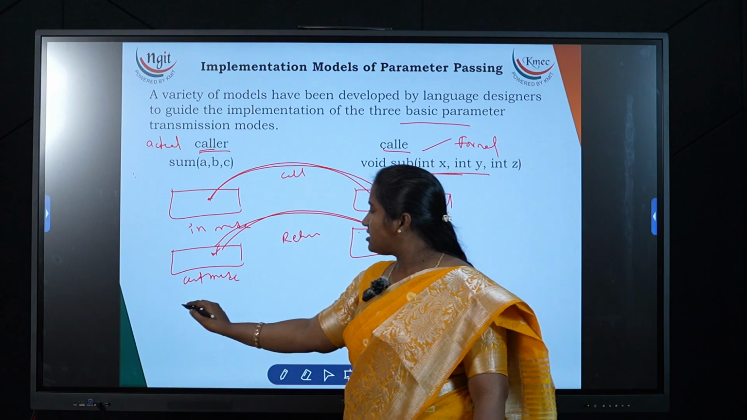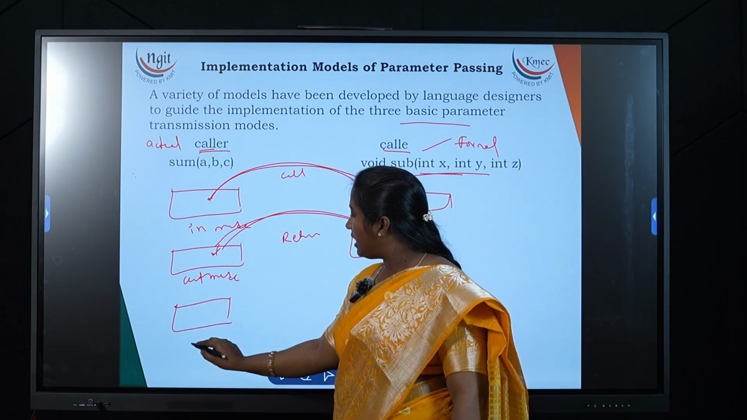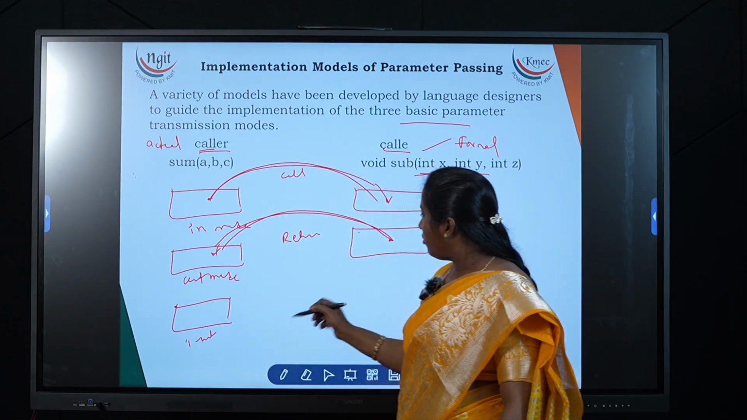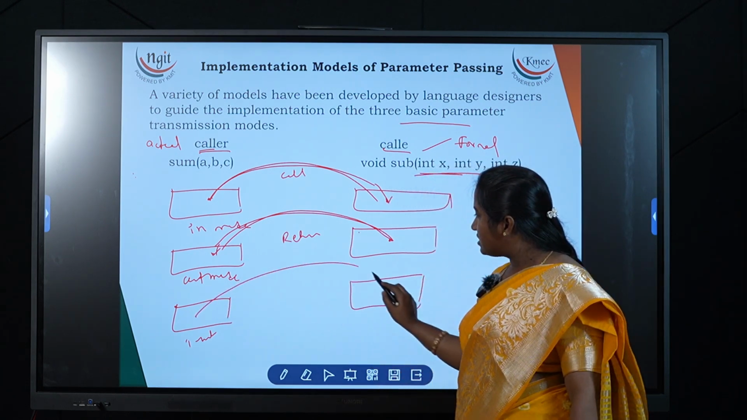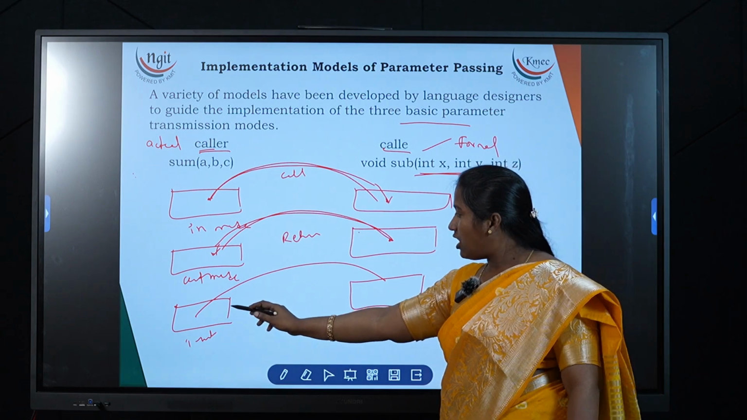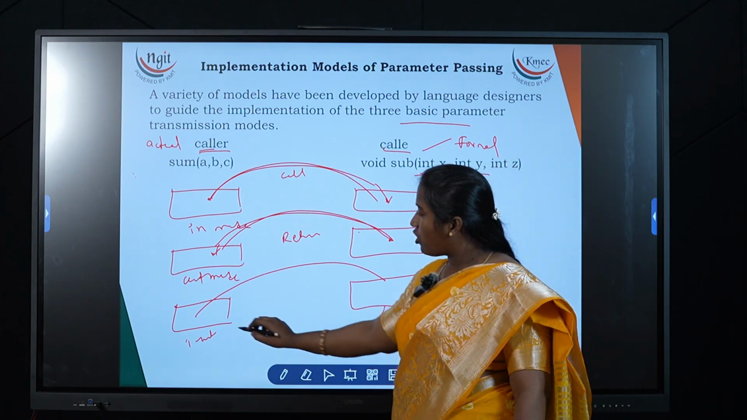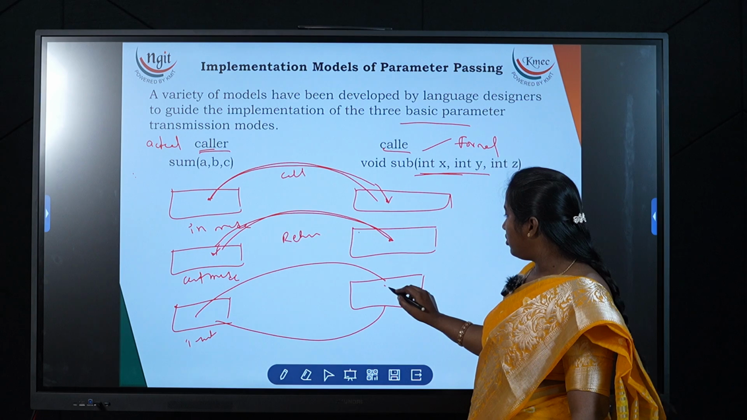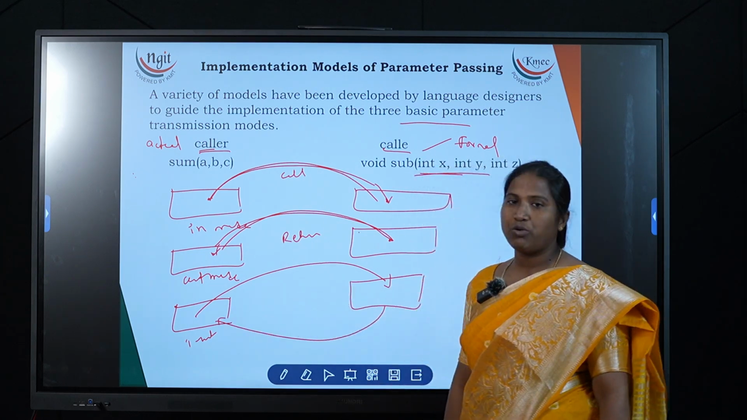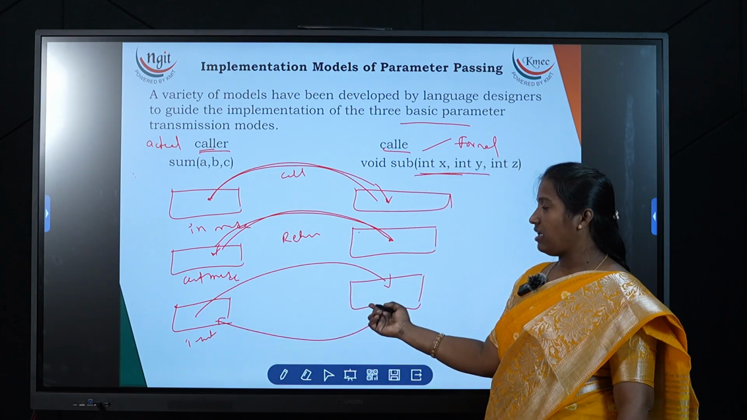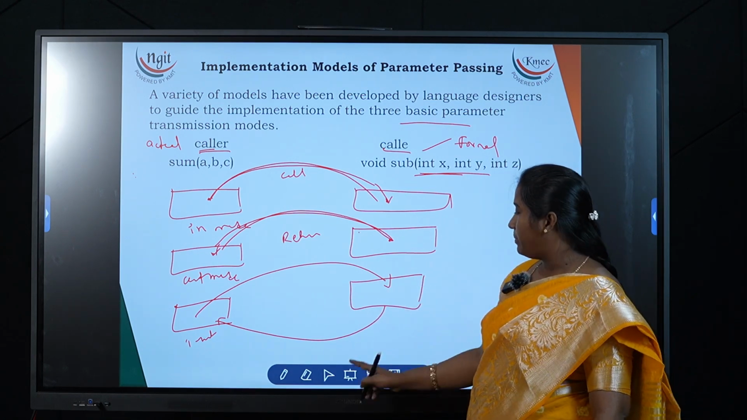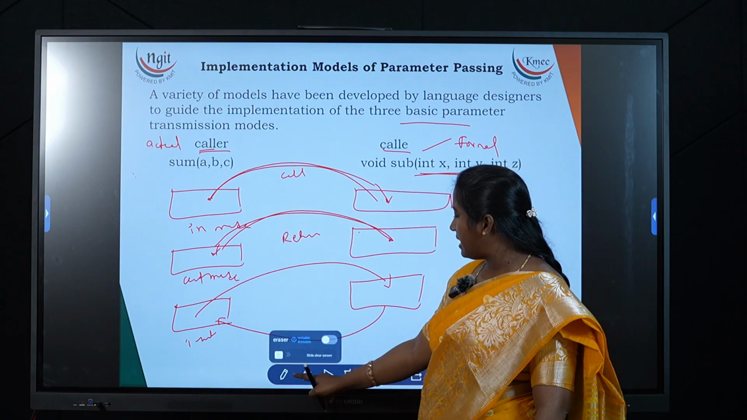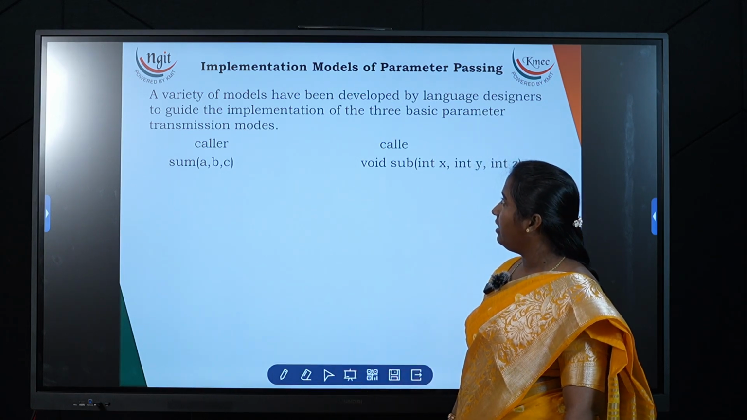Now let's see the last mode, the in out mode. What do you mean by in out mode? It does both. That is, values can be transmitted from caller to callee and from callee to caller. So put the arrow line. This diagram you also have to draw, and you can find this in the document to draw neatly. Right, this is about implementation models of parameter passing, how those three will be done.